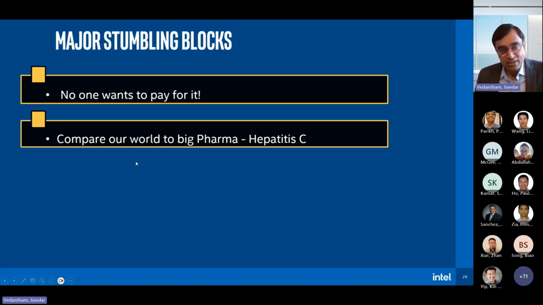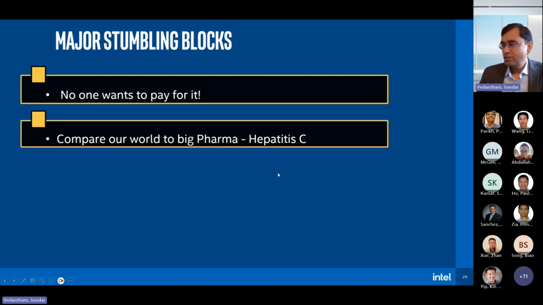We want everything for the same $30 price forever, but we want the service to be improving. It's not our fault. In a way, it's our fault. Our industry has trained the society to expect more and more for the same price, right? So compare this to other areas like Big Pharma. Again, I don't have anything against Big Pharma. They do fantastic work. That's all great.